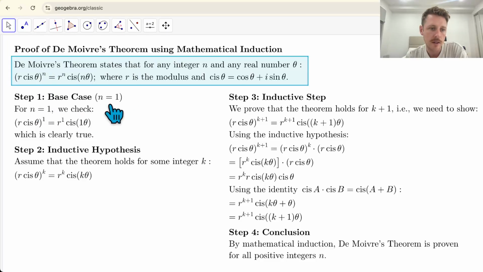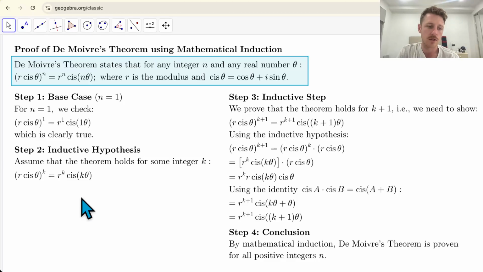Okay, so if n is 1, we're going to get r cis theta to the 1 equals r to the 1 cis 1 theta, which is clearly true. Okay, r to the 1 is just r, obviously. 1 times theta is just theta. So the base case holds. So we've got our first foot on the ladder.